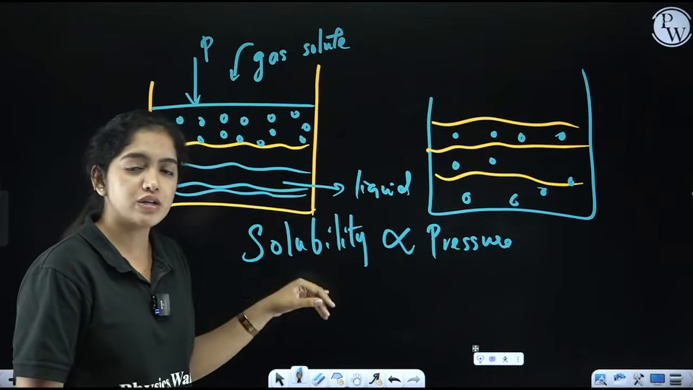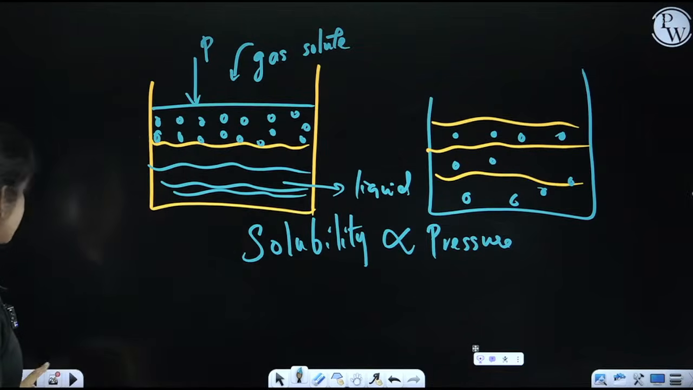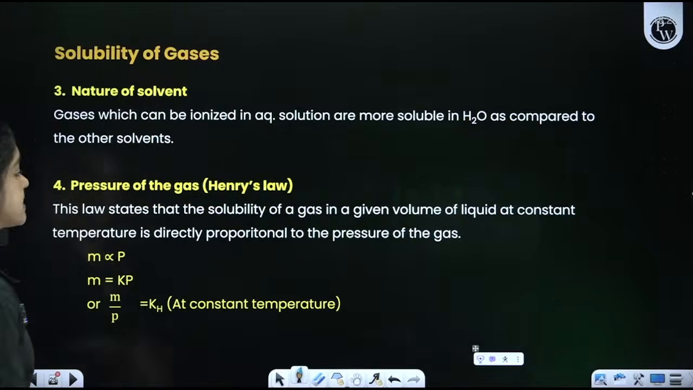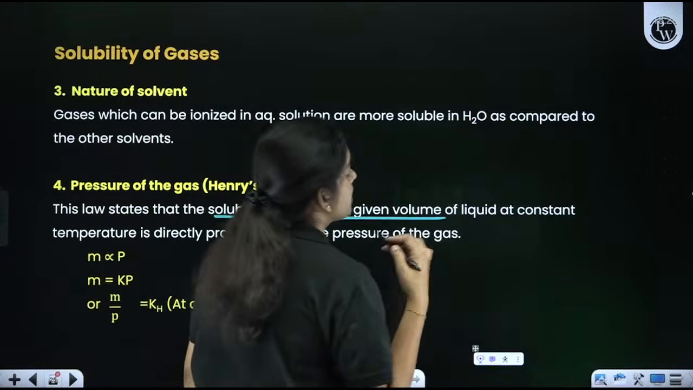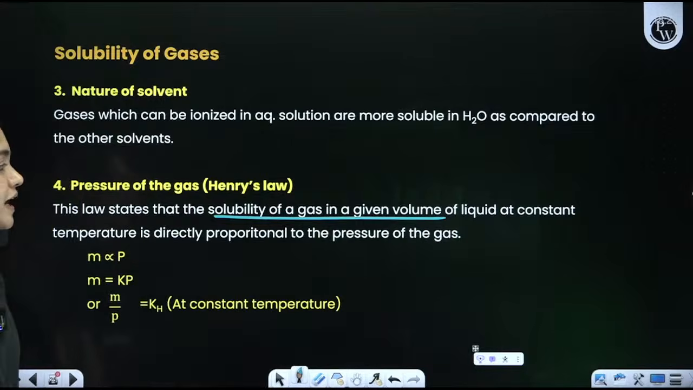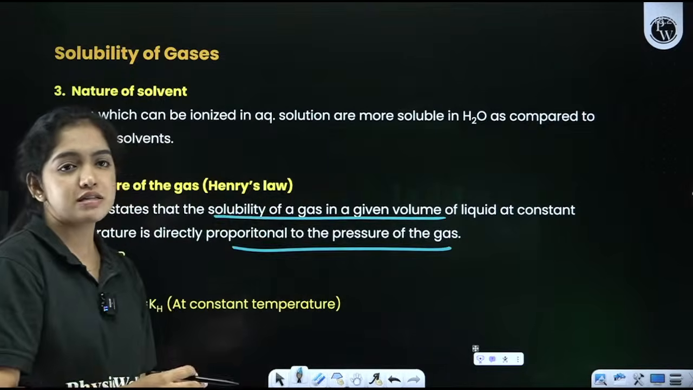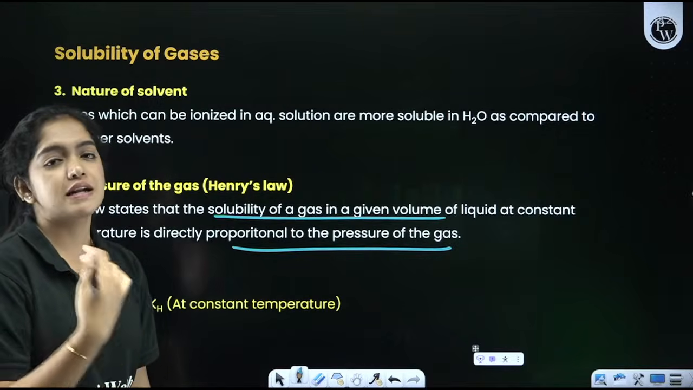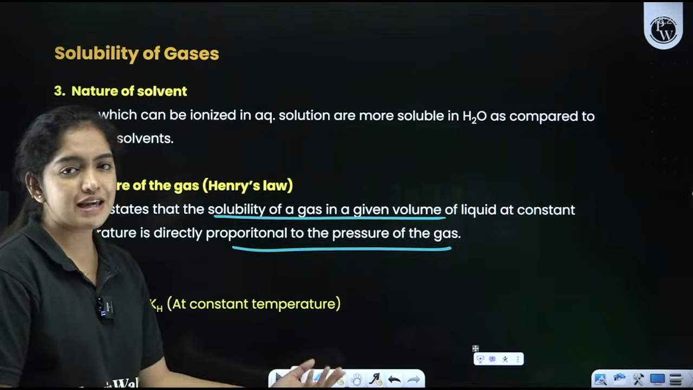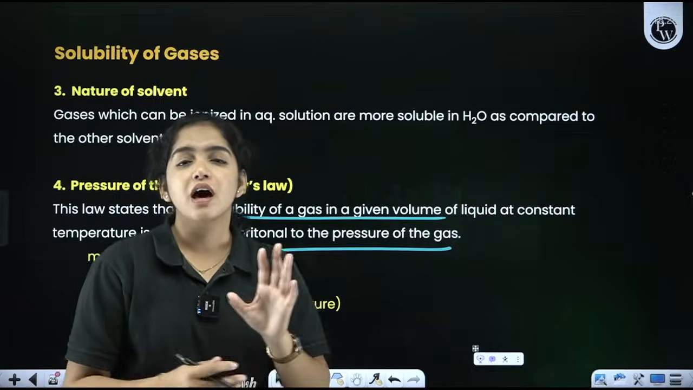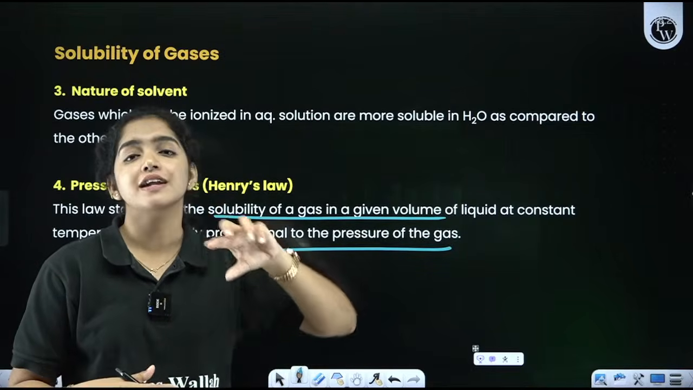He modified the equation using the mole fraction. Only a slight change is there. So what is Henry's law? It states that the solubility of a gas at a constant temperature is directly proportional to the pressure of the gas. That is very important. It will be asked to state Henry's law. And what is the relation between pressure and solubility?